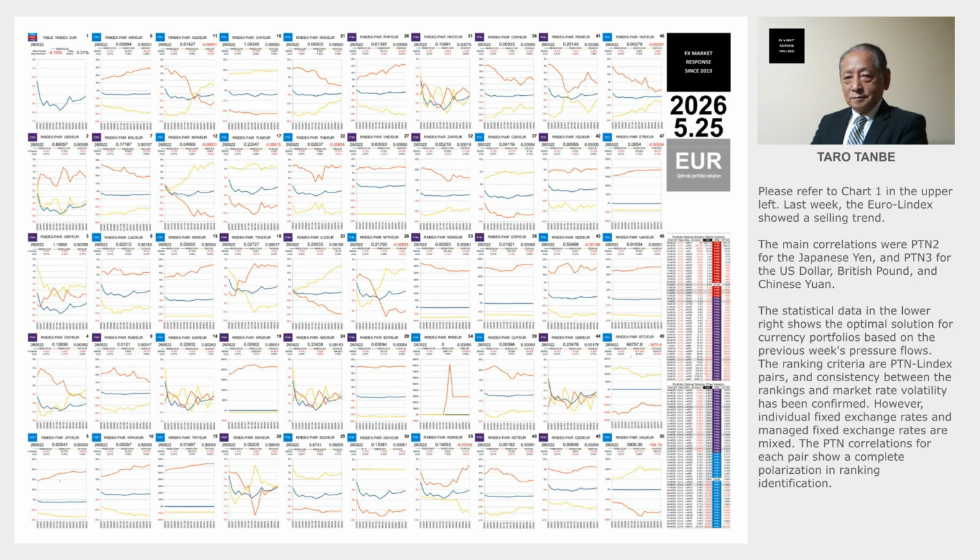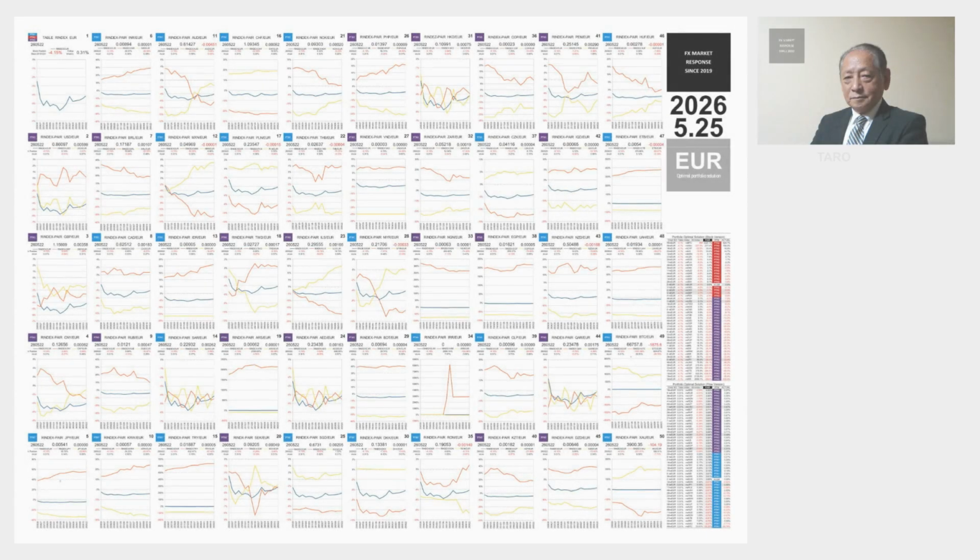The statistical data in the lower right shows the optimal solution for currency portfolios based on the previous week's pressure flows. The ranking criteria are PTN index pairs, and consistency between the rankings and market rate volatility has been confirmed. However, individual fixed exchange rates and managed fixed exchange rates are mixed. The PTN correlations for each pair show a complete polarization in ranking identification.